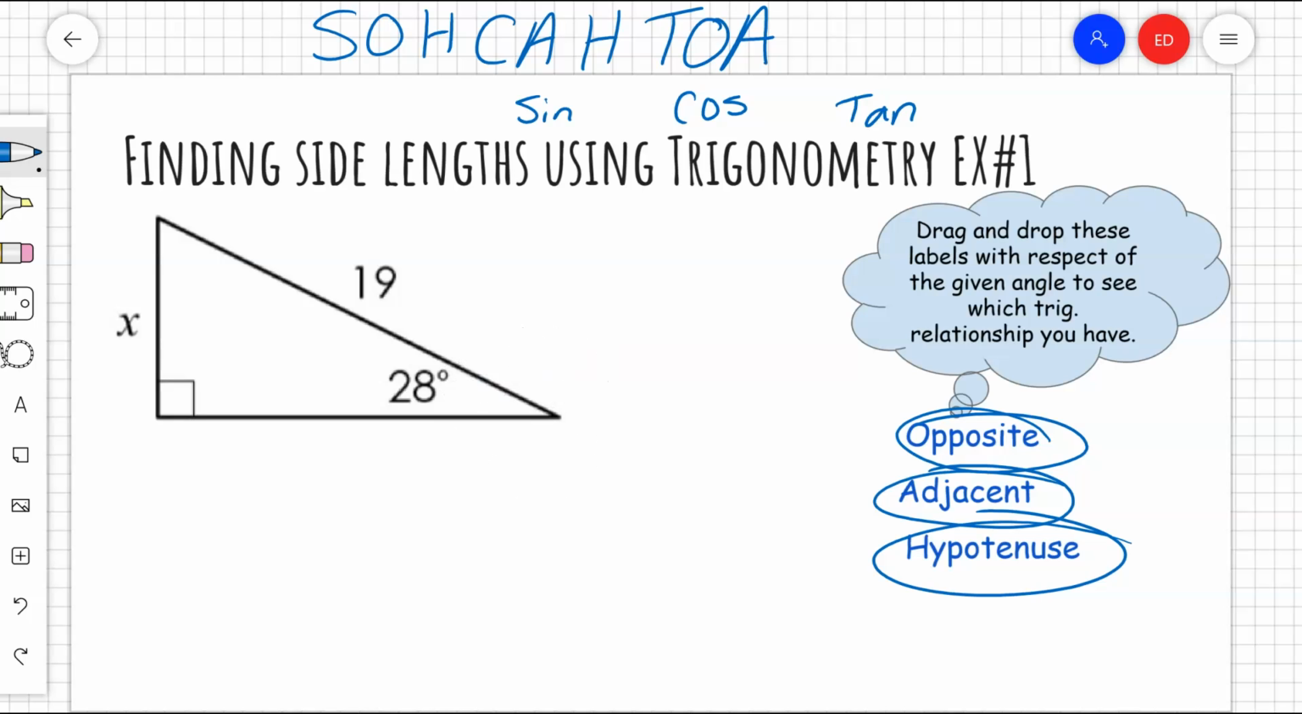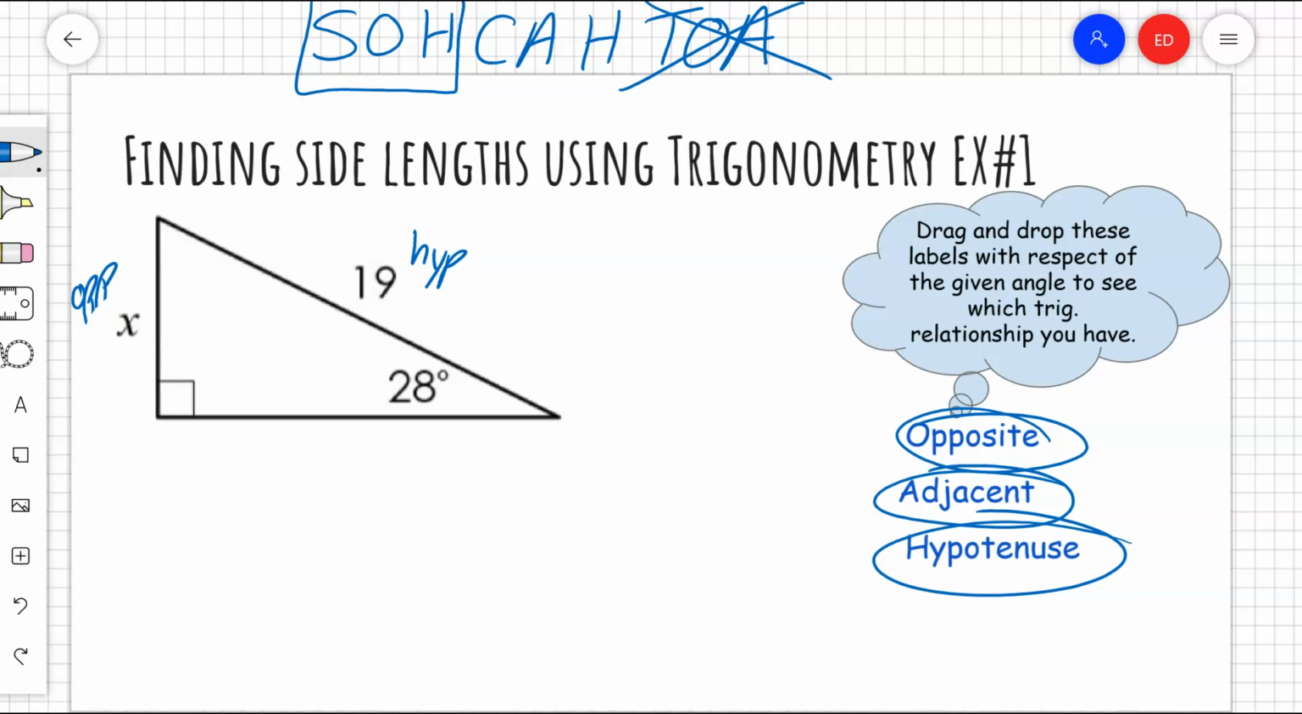So what we're going to do is the number across from 28 is going to be our opposite. The number across from the right angle is our hypotenuse. So in this case, we only are given hypotenuse and opposite. So in this case, we're going to go ahead and take a look at hypotenuse. So it's not going to be tangent. It has to be cosine or sine, and then opposite. So that leaves us with sine.